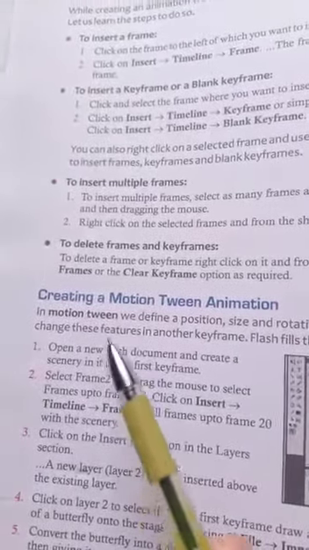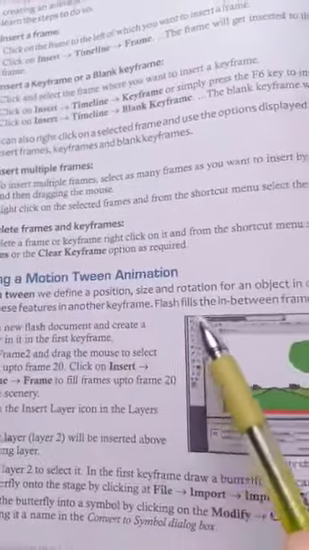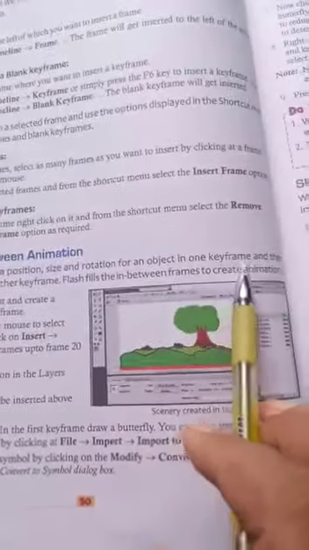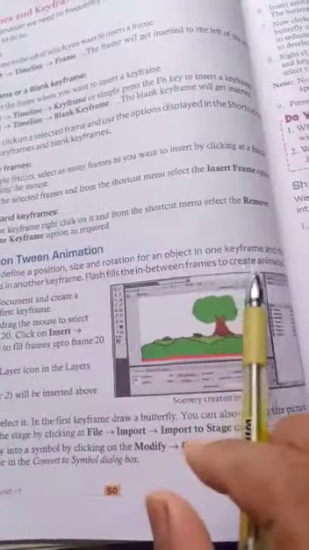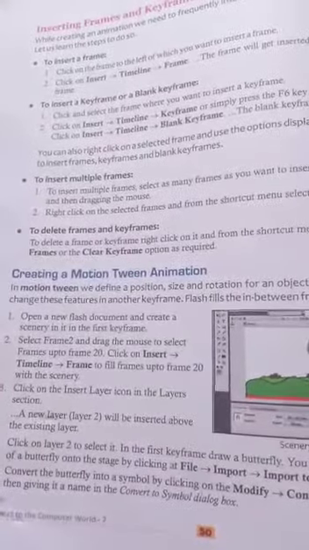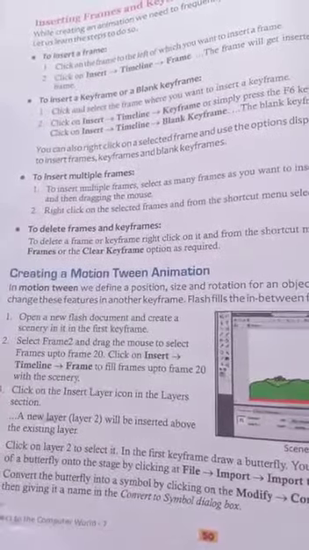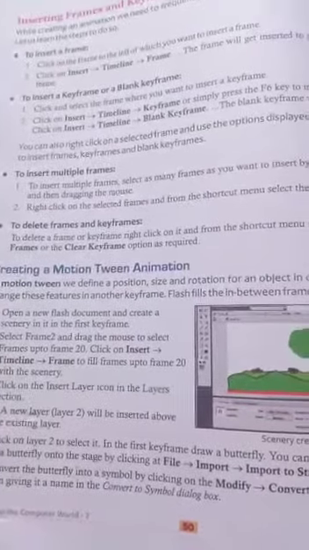Okay, creating a motion tween animation. In motion tween, we define a position, size, and rotation for an object in one keyframe and then change these features in another keyframe. Flash fills the in-between frames to create animations. So how can you create a motion tween animation in which the pictures are moving, looking like moving pictures? Okay, so these are the steps. Total 9 steps are given here, from step 1 to step 9. This way you can insert a motion tween animation.